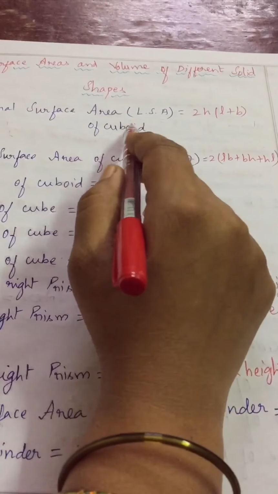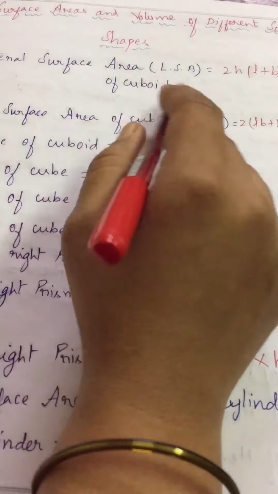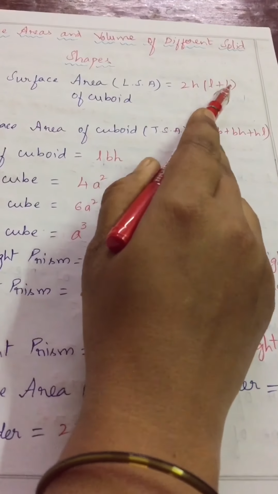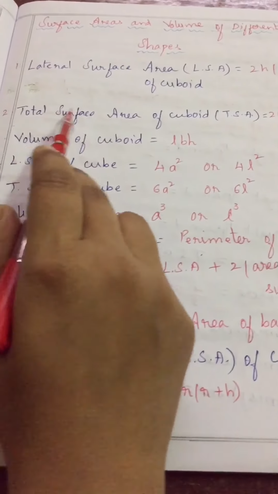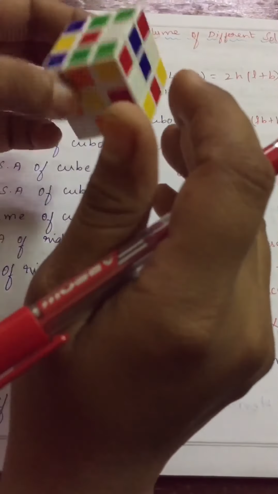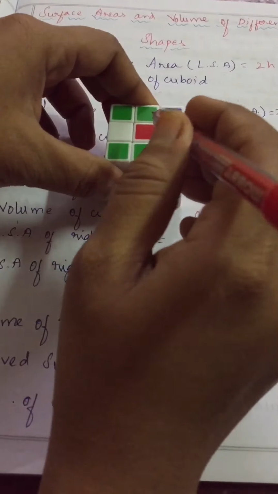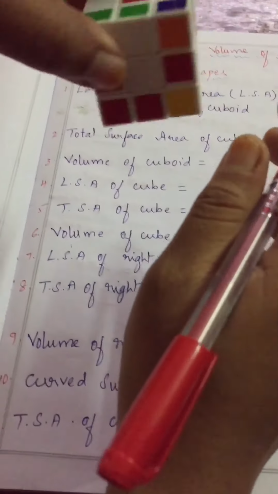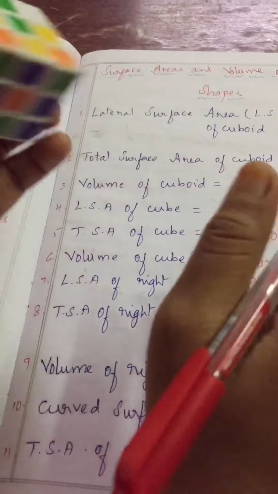The formula of lateral surface area of cuboid is 2h into (L plus B), where h is height, L is length and B is breadth. Similarly, total surface area, it has 6 faces. So we are going to find full area of this object. This 1, 2, 3, 4, 5, 6, all 6. That's why we are talking about total surface area of cuboid.